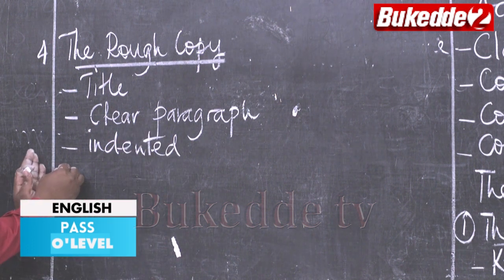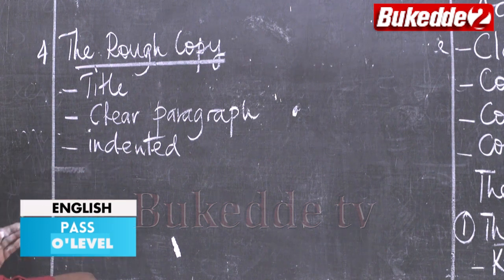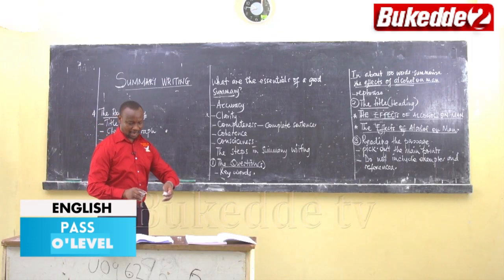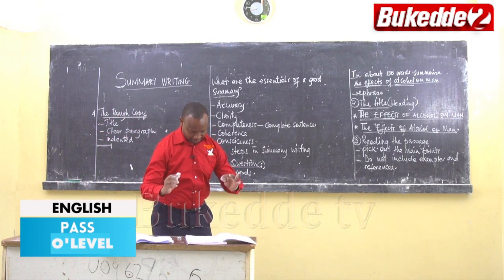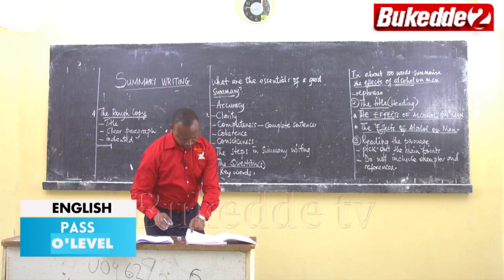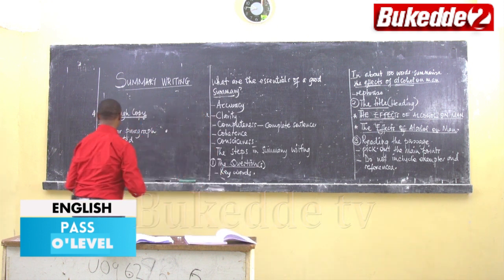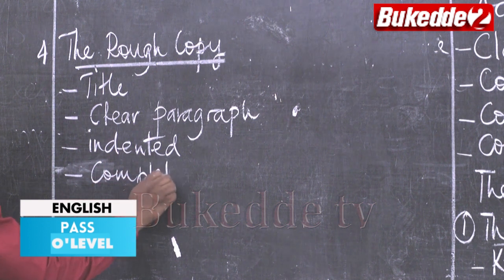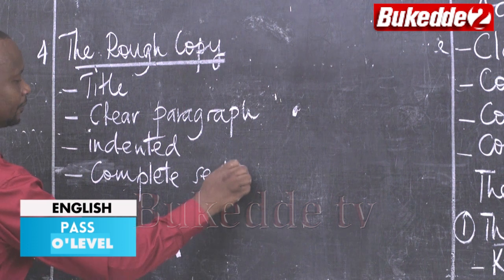This means that you must leave space from the margin. That's about half an inch of space before you begin the first word in your paragraph. So leave some space to make sure that you have made a clear paragraph. It must be in complete sentences. Try to write your rough copy in complete sentences.